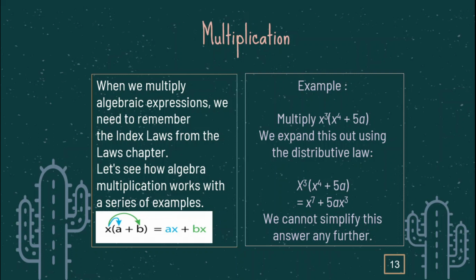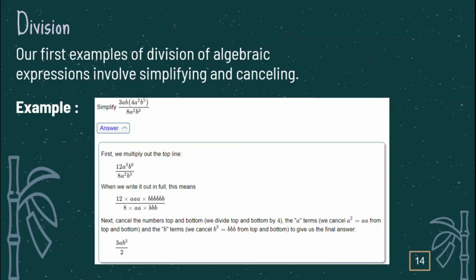The third is division. Our first examples of division of algebraic expressions involve simplifying and cancelling. This is the example. Simplify 3ab times 4a squared times b to the power of 5, divided by a squared times b cubed. The answer is, first, we multiply out the top line.